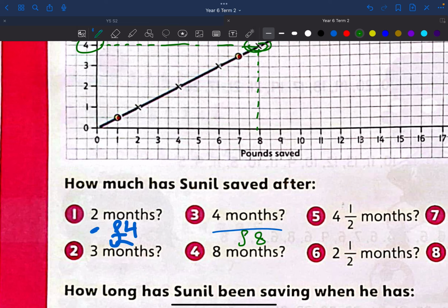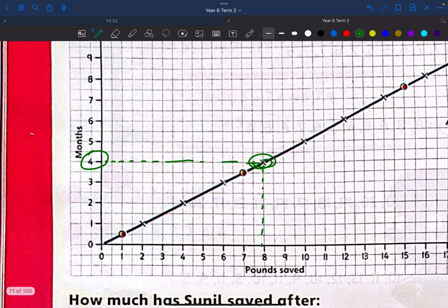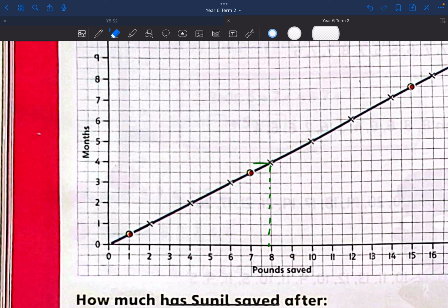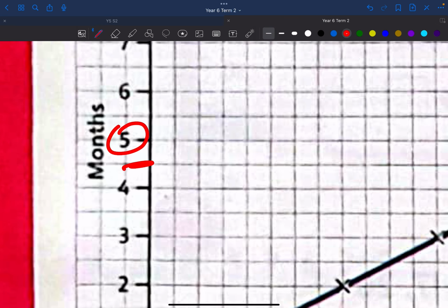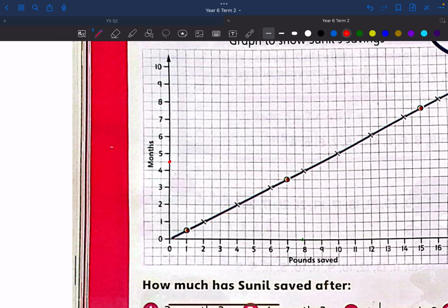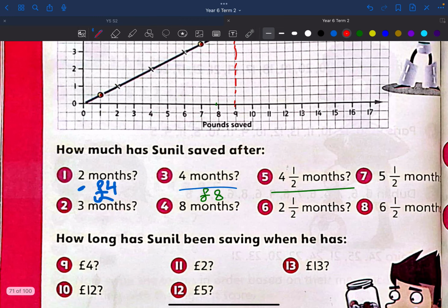8 what? £8. What about 4.5 months? It's easy. This is 4, and between the 4 and 5 we have a line here. This is the half, 4.5, so it should be here. So what do I do? I connect. Then I will stop here. Then I will go down. How much did he save after 4.5 months? £9. Careful.